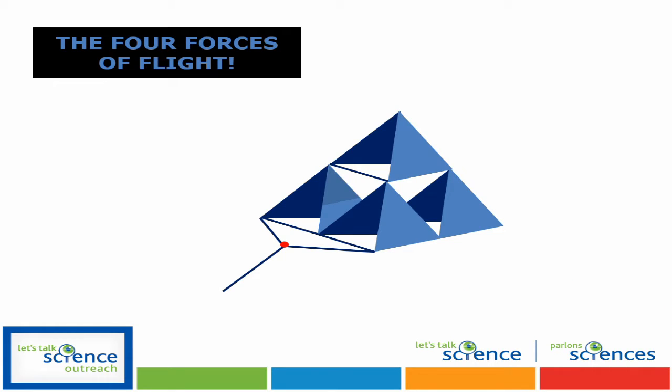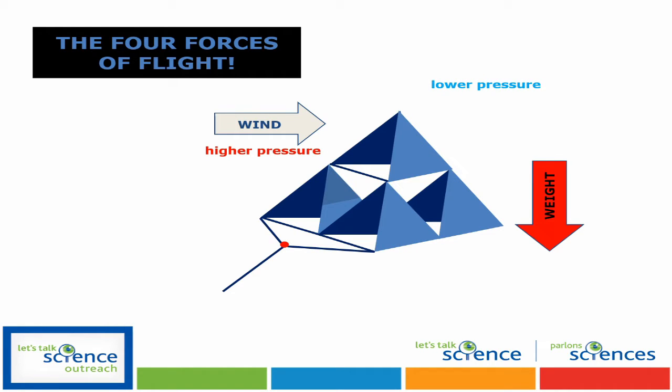Let's look at the forces acting on a kite. Of course, a kite is subject to the force of gravity, so weight acts like we would expect it to. The wind blows into the front face of the kite and moves around it. This creates a difference in pressure. There is more pressure in the front and underneath the kite than above it. This is how a kite creates lift.